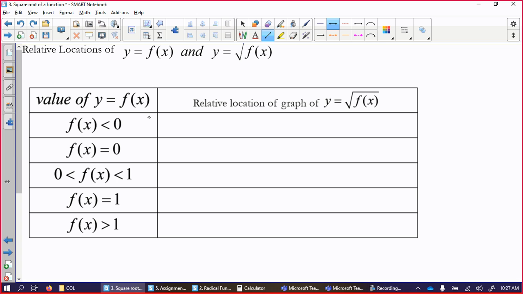So we've got some kind of rules, relative locations. We have when f is less than 0, when it equals 0, between 0 and 1, when f of x equals 1. And because it's y equals f of x, this is when the y coordinates are less than 0. This is when the y coordinate is 0. This is between 0 and 1. This is when y equals 1 and y is greater than 1.